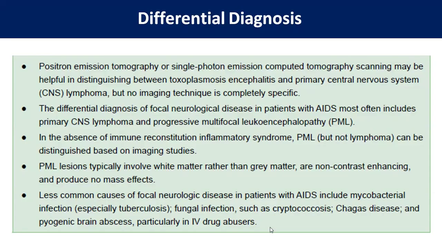Less common causes of focal neurological disease in patients with HIV include mycobacterial infection, fungal infections such as cryptococcosis, Chagas disease, and pyogenic brain abscess, particularly in IV drug abuse.